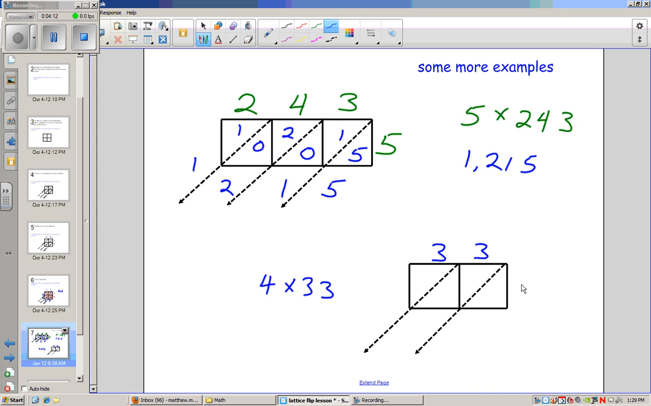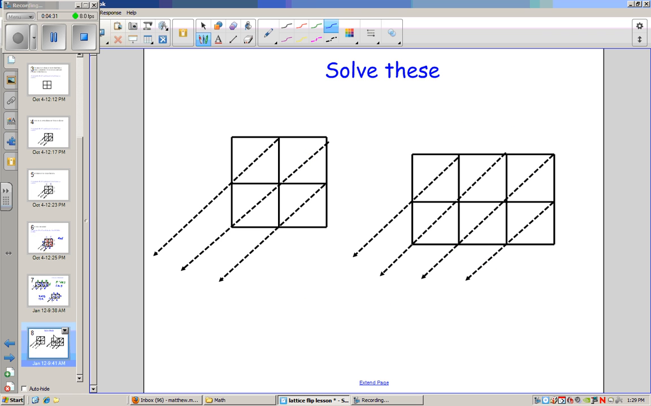If I had a 1 by 2, such as 4 times 33, again, that would be 2 by 1. So I have 33 up here and 4 off to the side. 4 times 3 is 12, and 4 times 3 is 12. Add across, so 2. 1 plus 2 is 3. And I have 1. So my answer here is 132. So that's just a quick review of lattice.